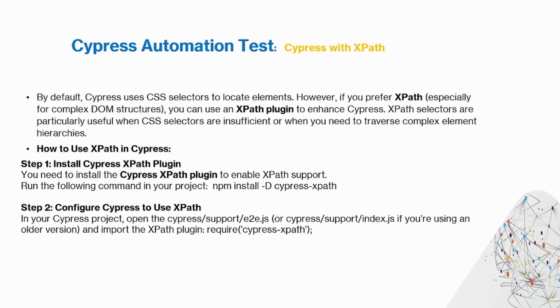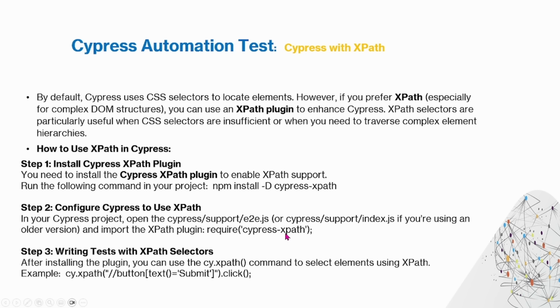After that, what you will do is you'll configure Cypress to use XPath. So within your Cypress project or within your script, for example, in this script right here, you basically just say require cypress-xpath. And what this will do is import and configure this Cypress script to use the XPath plugin. Now, the next thing you do is write tests using the XPath plugin. After installing the plugin, you can use the cy.xpath command to select elements using XPath. And this is an example of it.